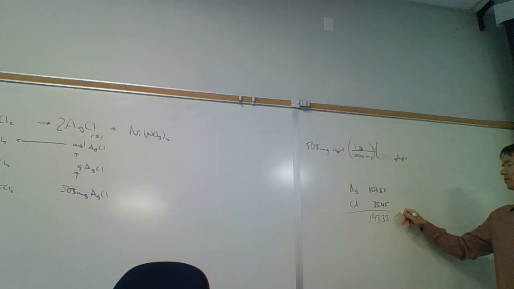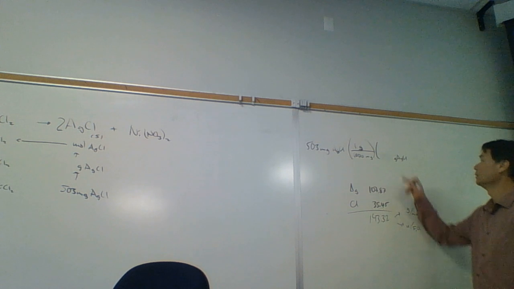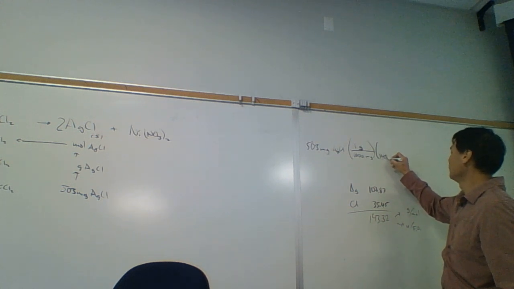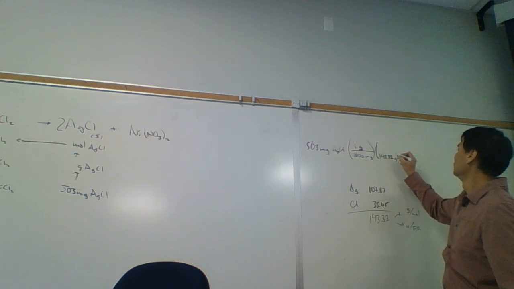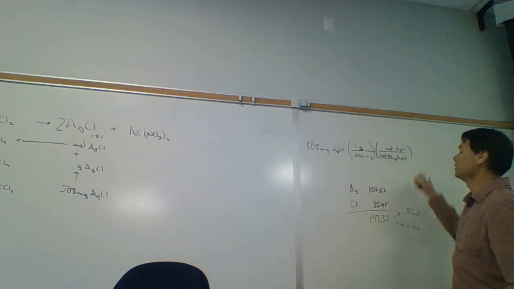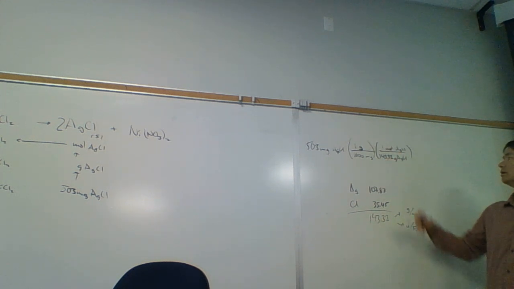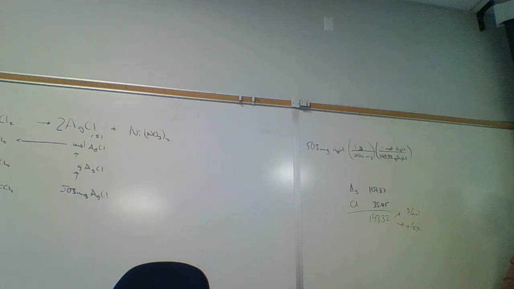Okay, we have 2 units for this. The 2 units would be grams per mole or amu per formula unit. Well, here we're going to use grams per mole, 143.32 grams of silver chloride per mole. So silver chloride is an ionic compound. If I have a mole of these silver chloride formula units, that's going to weigh 143.32 grams.